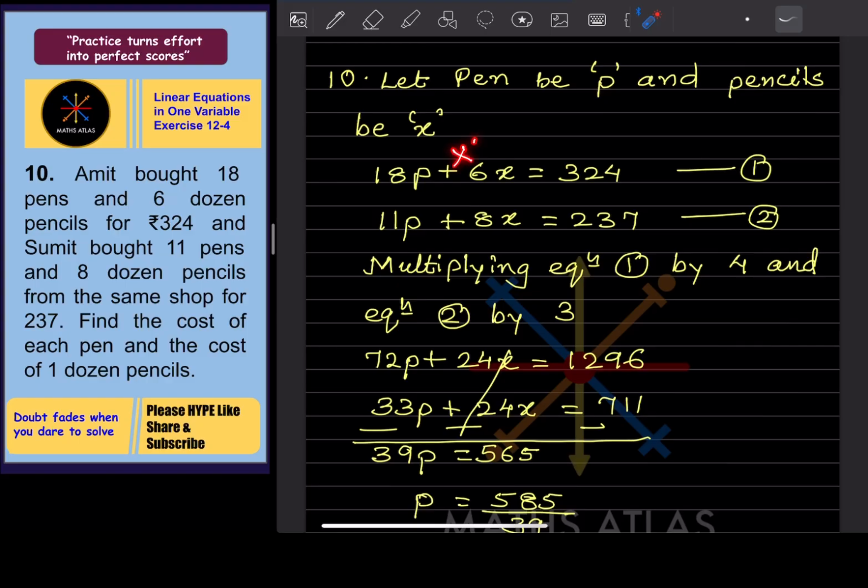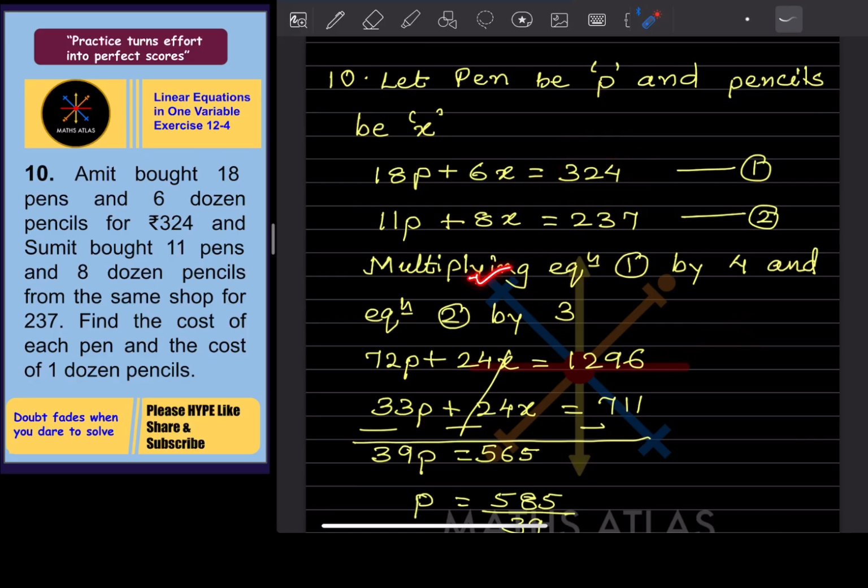So this should be multiplied by 4. And this will be multiplied by 3. So now since this is multiplied by 4, this also should be multiplied by 4. This also should be multiplied by 4. The whole equation should be multiplied by the same number. Now since this is 3, so this also by 3 and this also by 3. So this is going to be now 72, 18 4s are 72p, and this 24x, and this multiplied by 4 means that is going to be 1296.